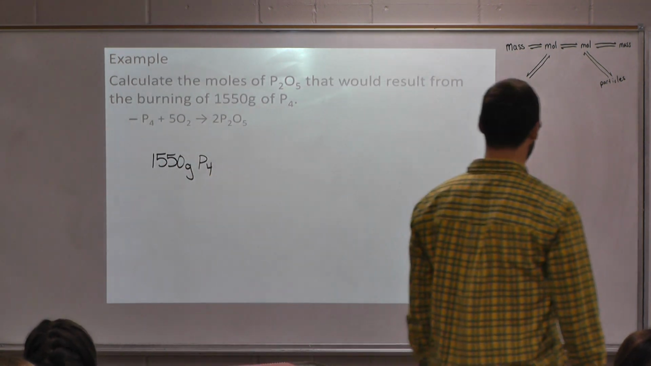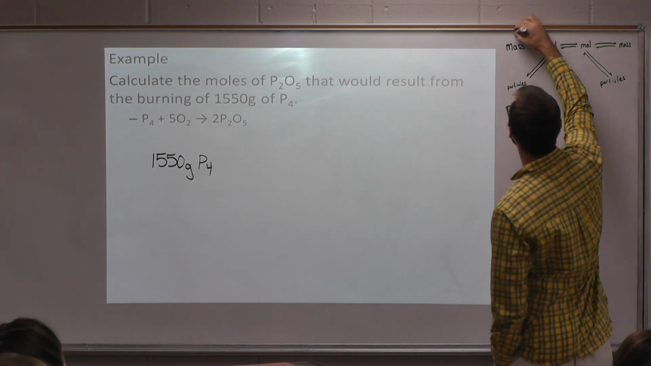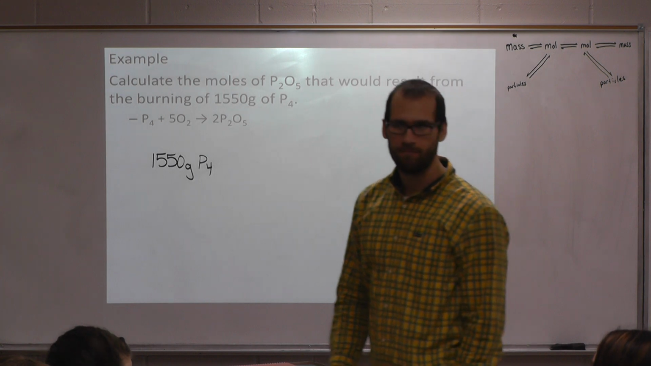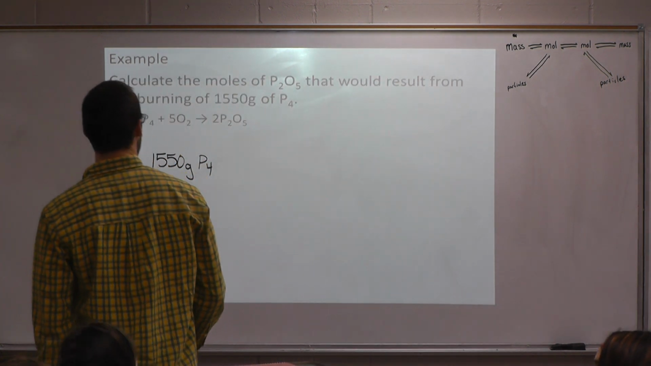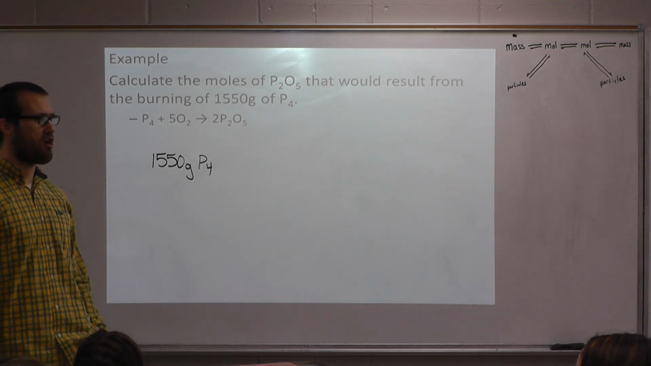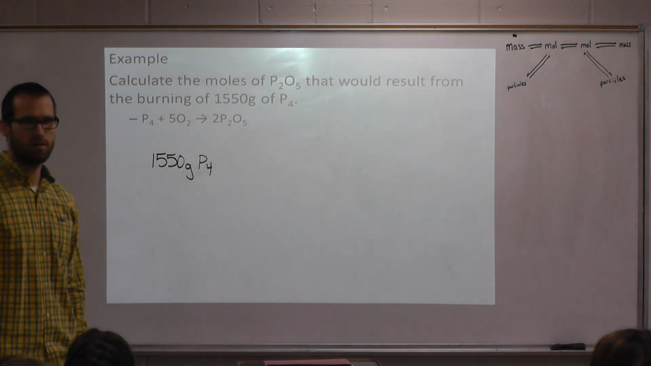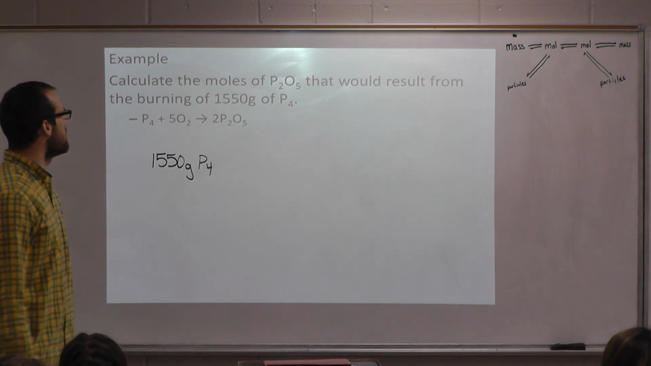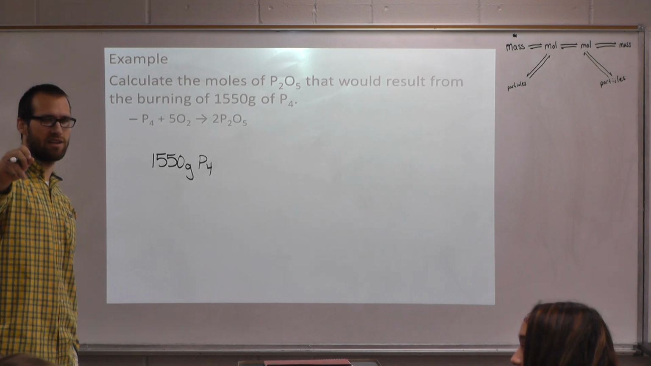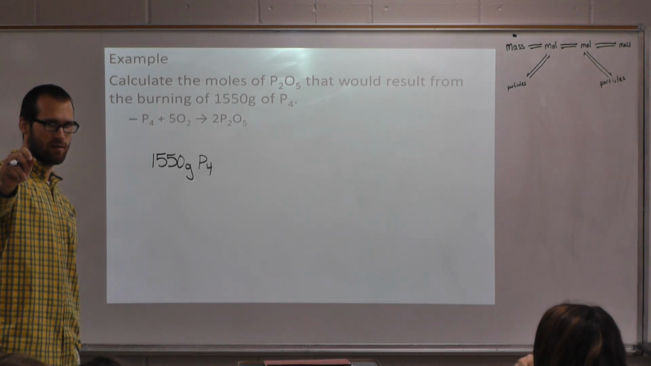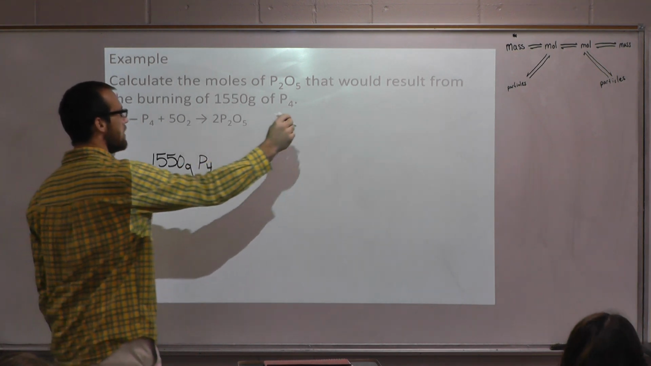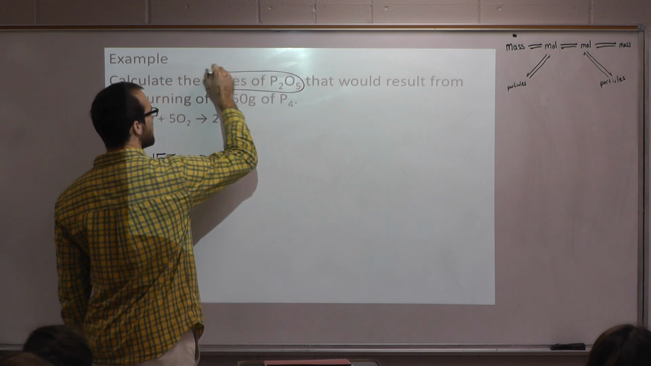So where are we? Mass. Yes, the given mass. We are here. The second thing you're going to do is identify where you are going. What are you solving for? How many moles of P2O5? Yes, it is desired moles. Guys, you're not paying attention enough for you to be successful. We want moles of P2O5.